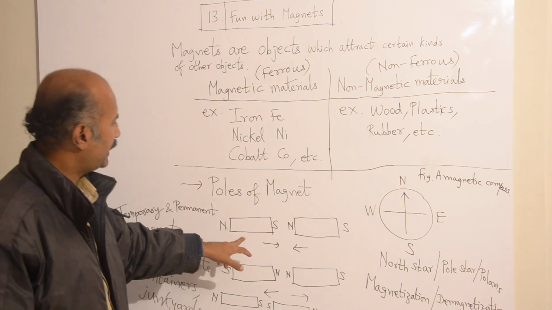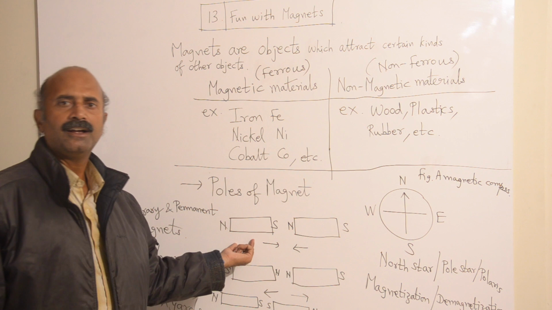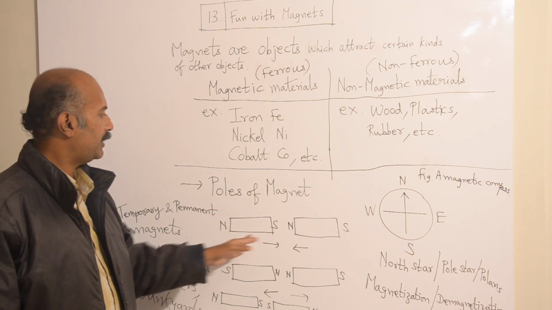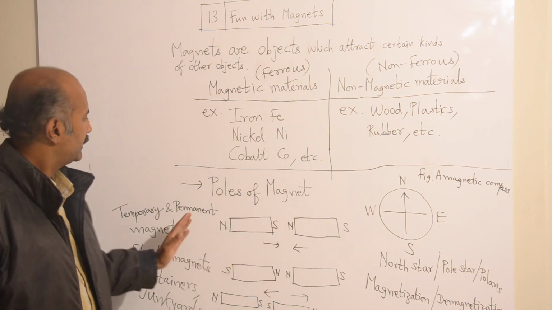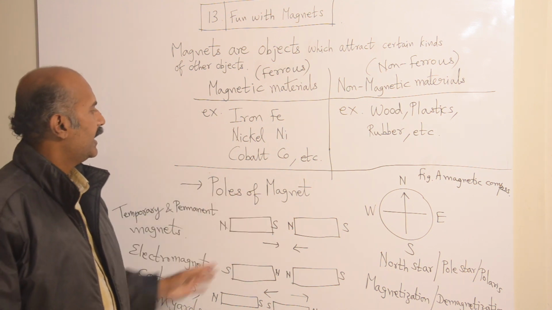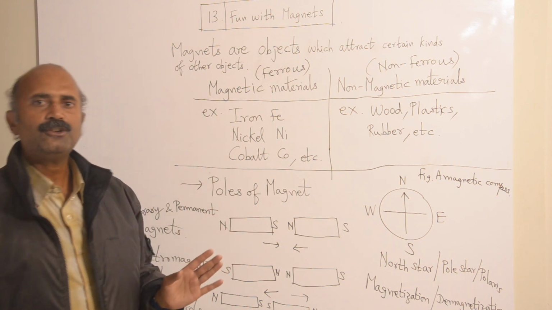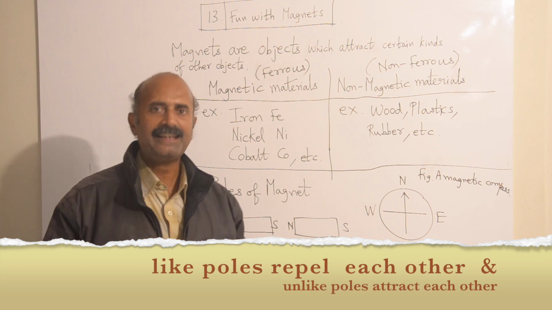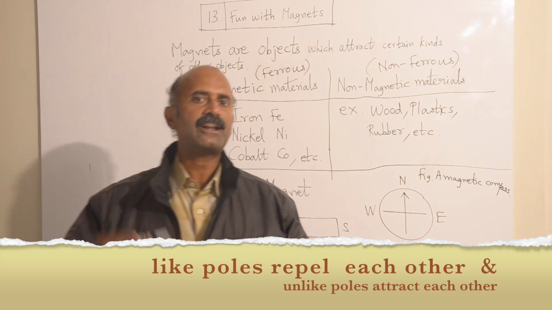For example, if you take a bar magnet, we are considering a magnet which is in the shape of a chocolate bar. So it has a north pole, it has a south pole. The magnetic field lines will always travel from the north pole towards the south pole. The important thing to be considered here is that like poles repel each other and unlike poles attract each other.